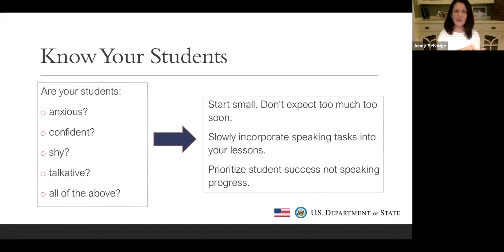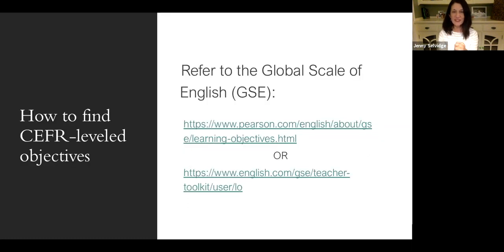With the 4 strands, it may be a little imbalanced. Maybe at first you don't have a lot of speaking, but you need to meet students where they are and slowly add it in, because we want to prioritize student success. If you give them too much speaking to do and they're shy and nervous and afraid of making a mistake, it's going to hinder their progress. So start small.